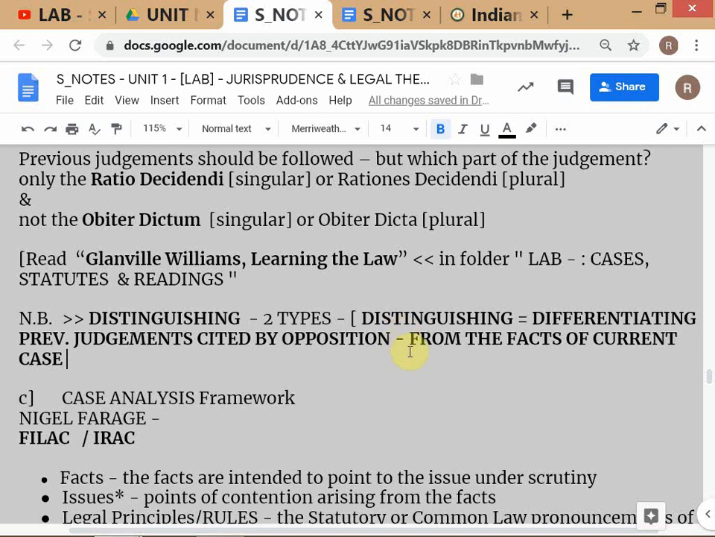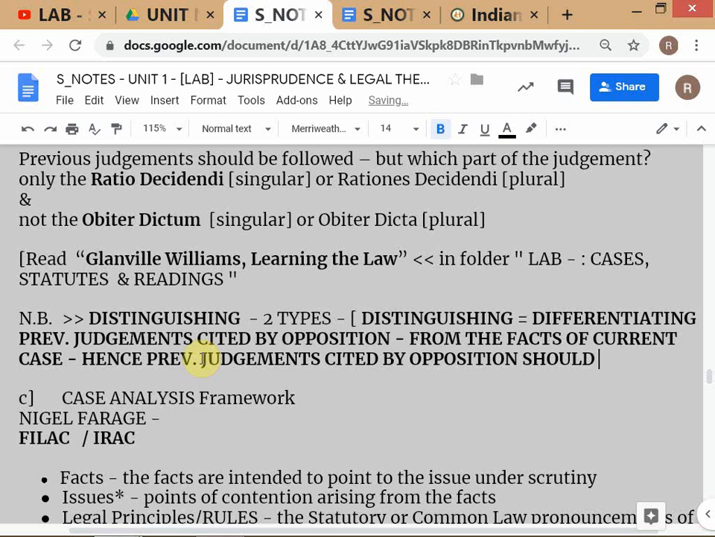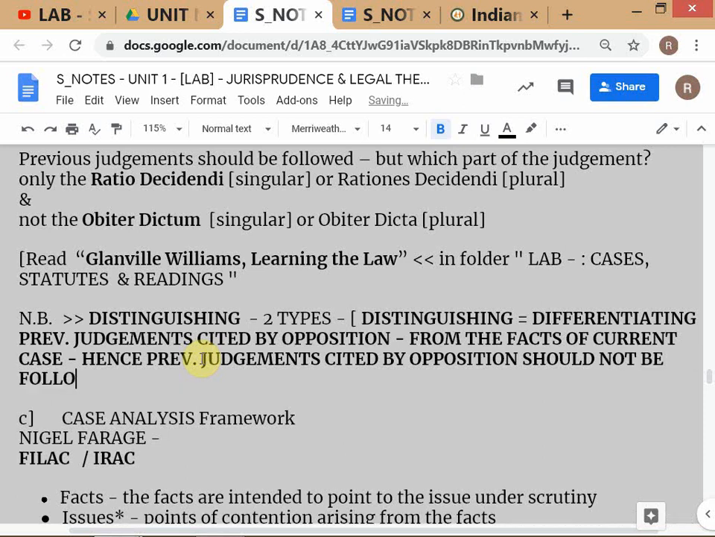Remember, previous judgments is the precedent cited by the opposition, and the current case is the case that we are right now fighting. So the idea behind distinguishing is that I want to make sure that the precedents cited by the opposition are not applied by the court, and therefore I want to differentiate those previous judgments cited by the opposition from the facts of the current case. Hence, let's write all this here, by the court, I'm skipping the.